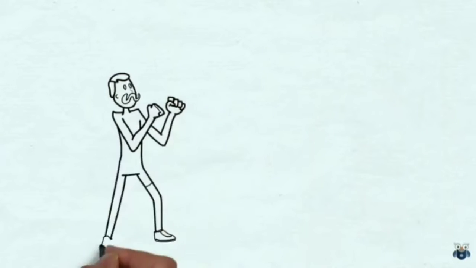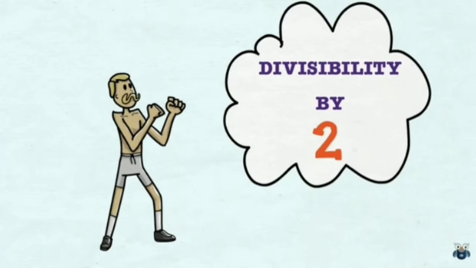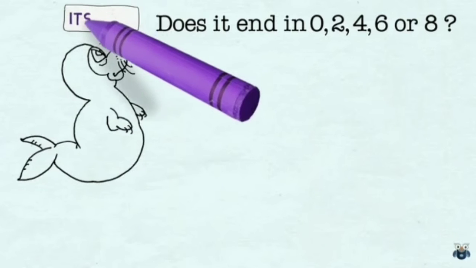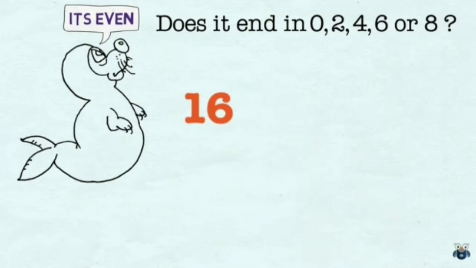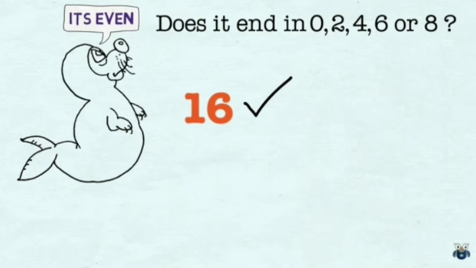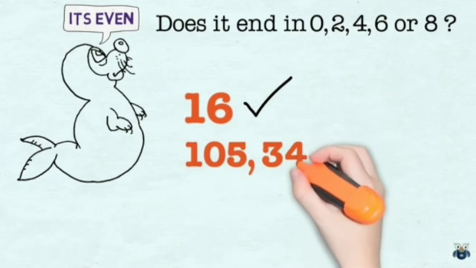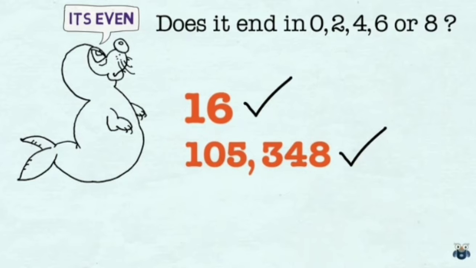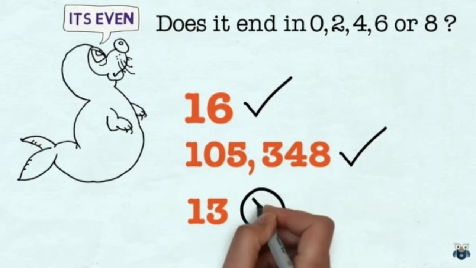Let's start with a simple example. When is a number evenly divisible by 2? Well, if a number ends in 0, 2, 4, 6 or 8, it is evenly divisible by 2. 16, for example, satisfies this criteria. So does 105,348. 13, on the other hand, does not.